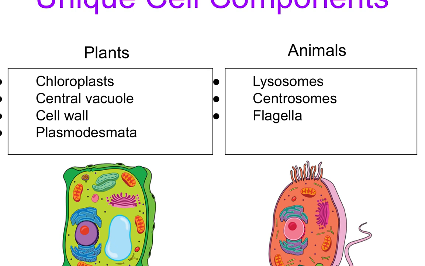Cells that belong to animals have unique components as well, like lysosomes, centrosomes, and flagella.